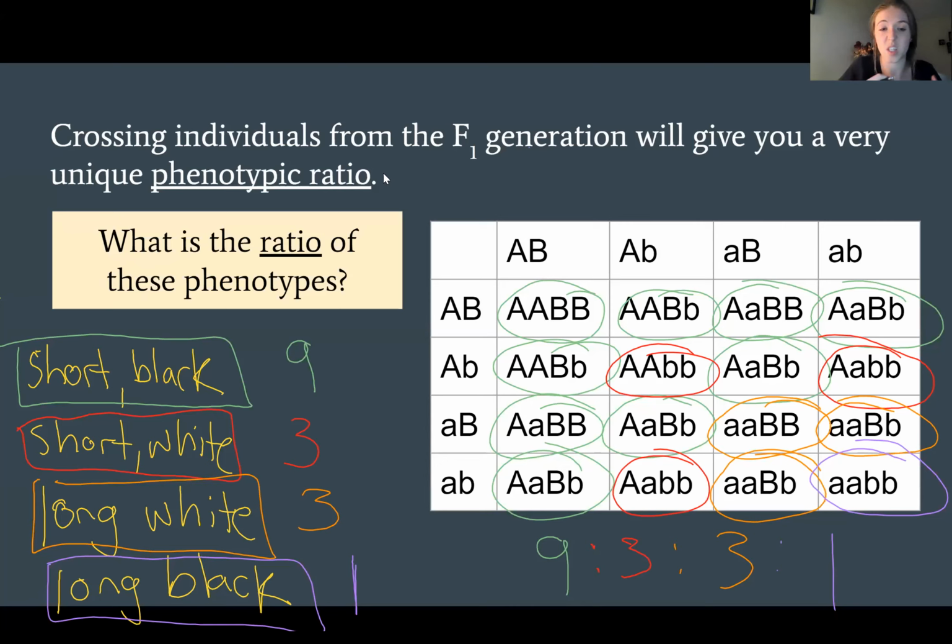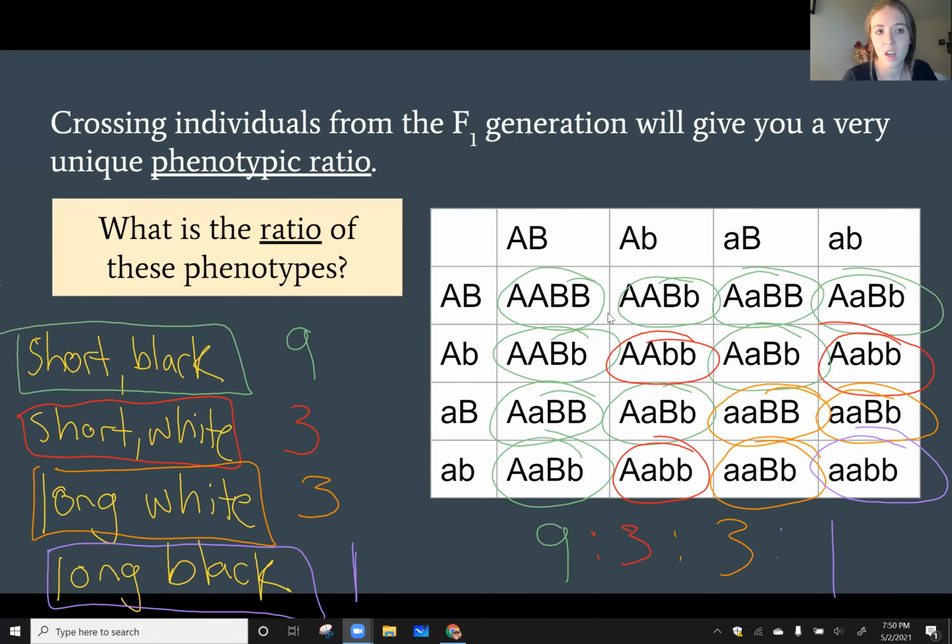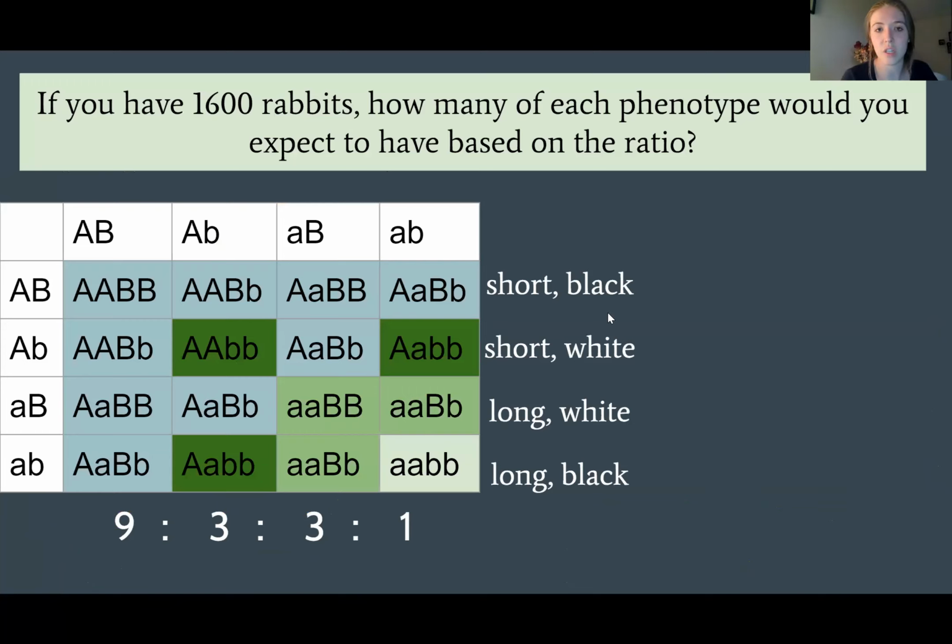If you have, for example, 1,600 rabbits from this particular pairing, which rabbits tend to breed really aggressively, but not quite that aggressively. But let's just say this for a hypothetical, right? If you have 1,600 rabbits, how many of each phenotype would be expected based on the 9 to 3 to 3 to 1 ratio? Well, if you go through and do these calculations, based out of 16, right?